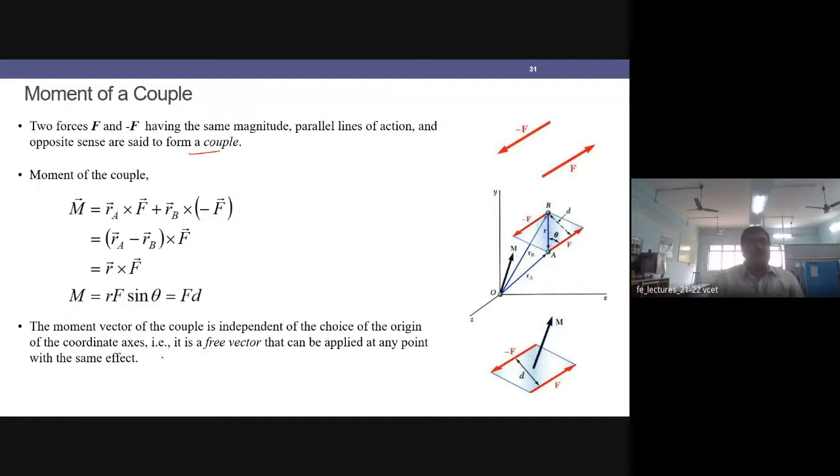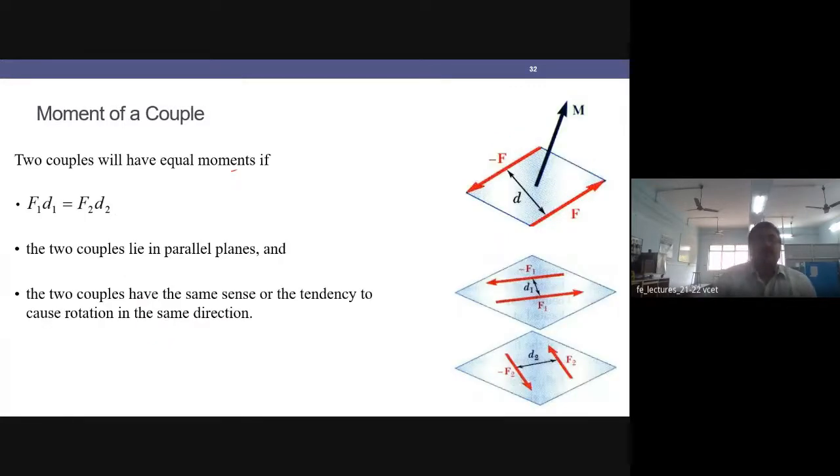The moment M equals r into F sine theta, equal to F into d. Now, two couples can have equal moments. That is quite possible. Two couples will have equal moments if, firstly, F1 d1 equals F2 d2, the product of the force and the distance. Secondly, the couples lie in parallel planes. And thirdly, the couples have the same sense, or the tendency to cause rotation in the same direction.